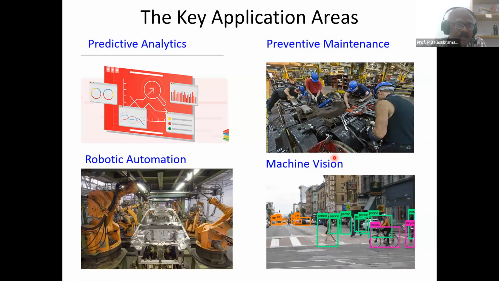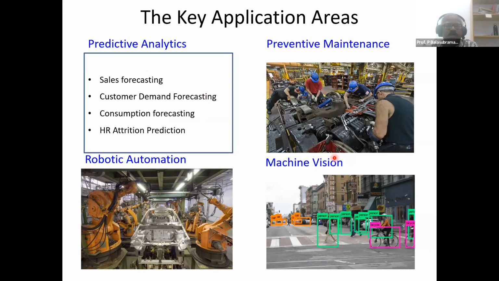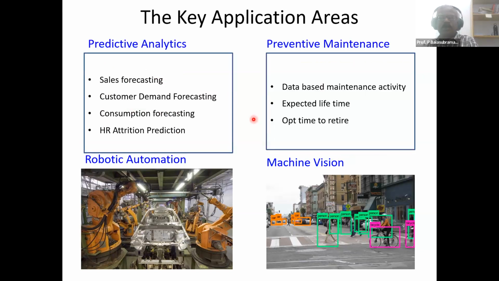One is predictive analytics. In predictive analytics, I can predict the sales, how much sales are going to happen in the next month, next week, next day, like that. Customer demand forecasting, consumption forecasting, HR attrition prediction. All those things are predictive analytics, where prediction models are built and then decisions are made for the future.